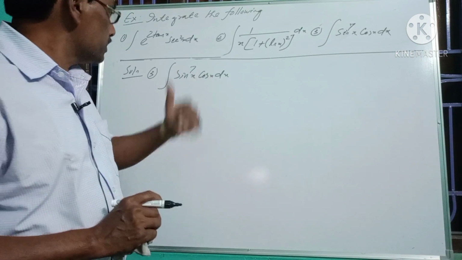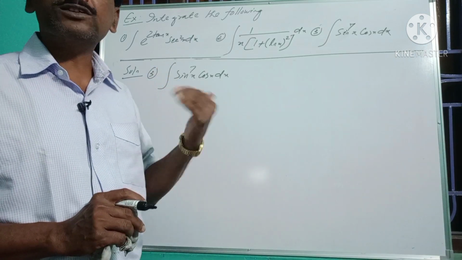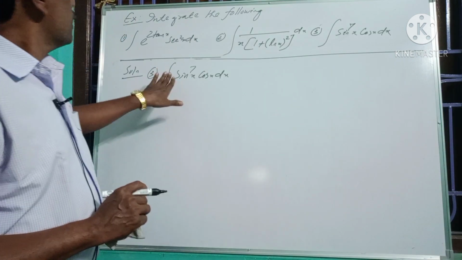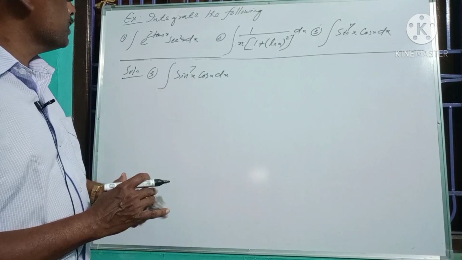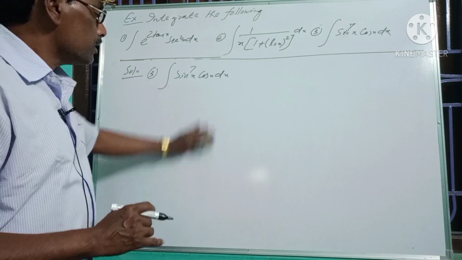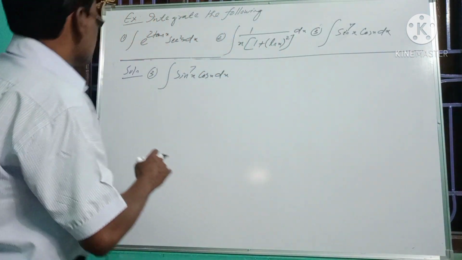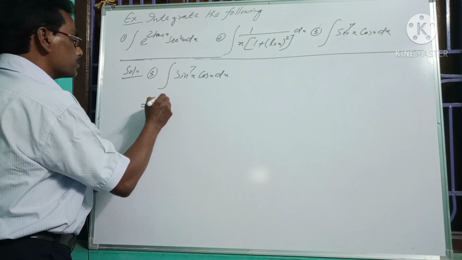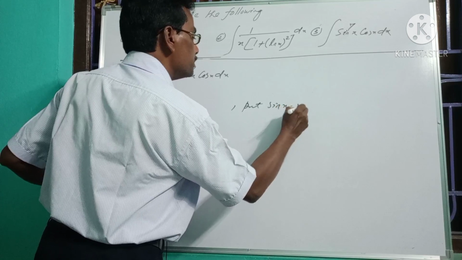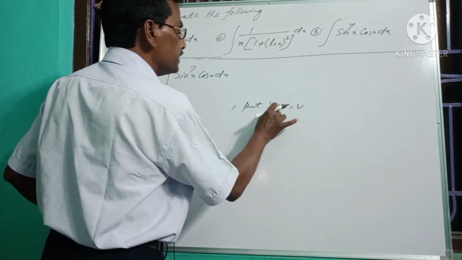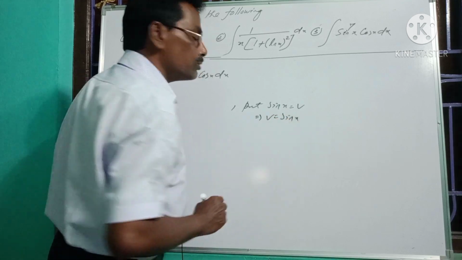So we have to see that the derivative of sine x is cos x, but the derivative of cos x is minus sine x. As the derivative of sine x is cos x, it will be easier for us to substitute sine x as v, so that it can be easily integrated. So substituting sine x as v, we get v is equal to sine x. So v is a function of x, or v is equal to sine of x.